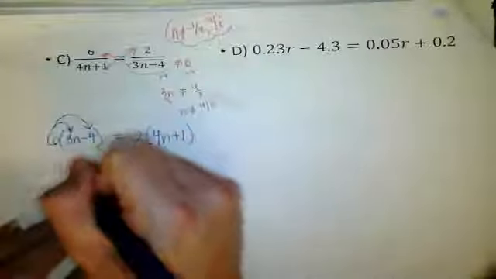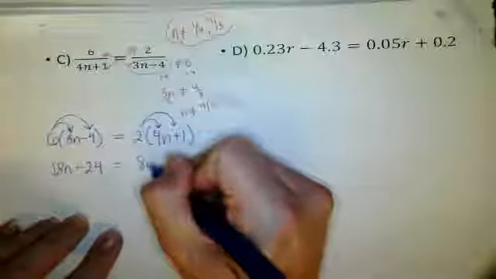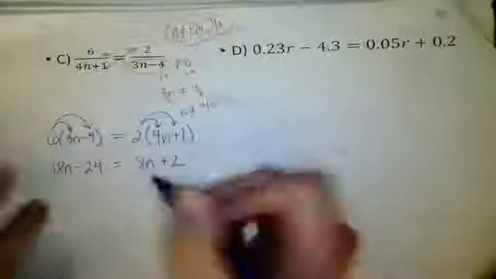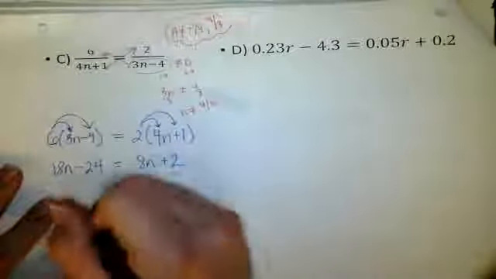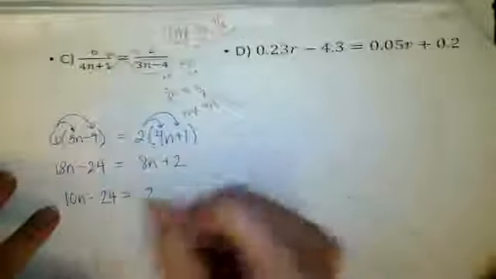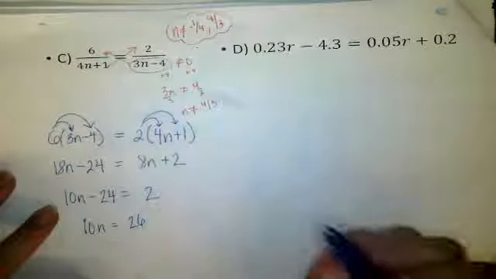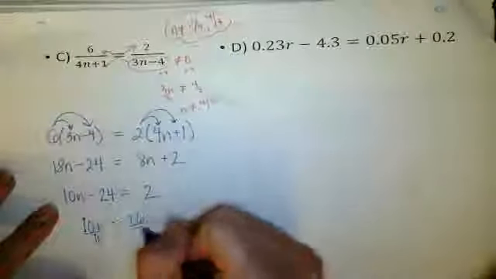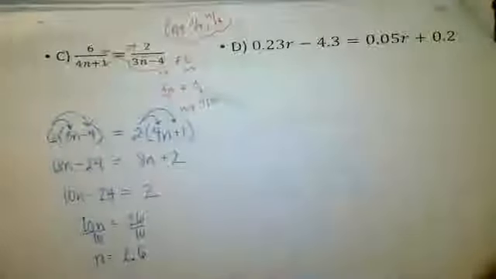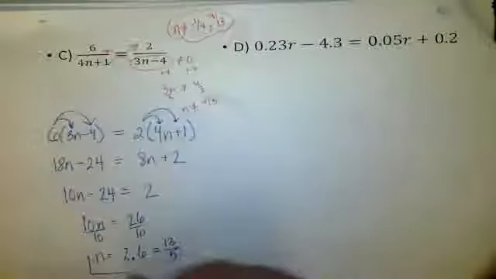6 times 3 is 18n minus 24. And multiply through the 2, so 8n plus 2. And again, if you did that distribute step in your head, then that's great. I'm going to subtract 8n. It's going to give me 10n. And then I'm going to add the 24. 24 plus 2 is 26. And then divide by 10. What is that? 0.6. You can also just reduce the fraction, 13/5. Either answer is fine.